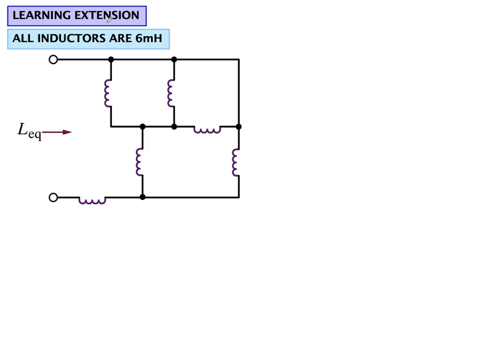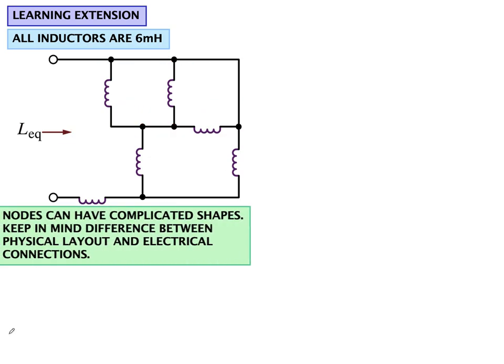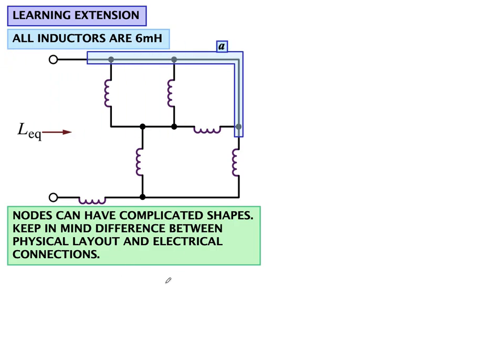Likewise, we have another example where we have all these inductors whose inductances are 6 millihenry, and we need to find the equivalent inductance. Here we can see, if we look closely, this is one node and this is one node. So this and this inductor are in parallel, and this is also parallel because this is the same node. So all these three are parallel to each other, and let's see how we can solve it. In this case, this is one node, this is one node. So this and this are in parallel, and this is one node.